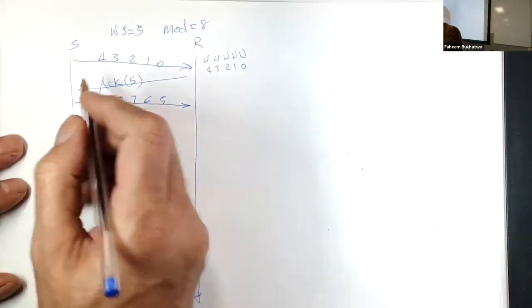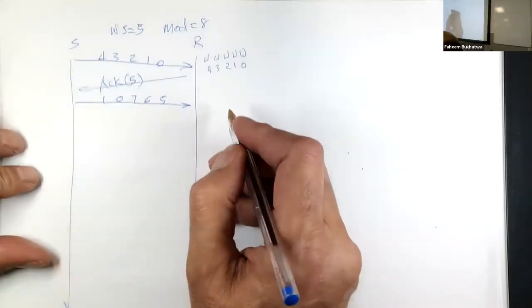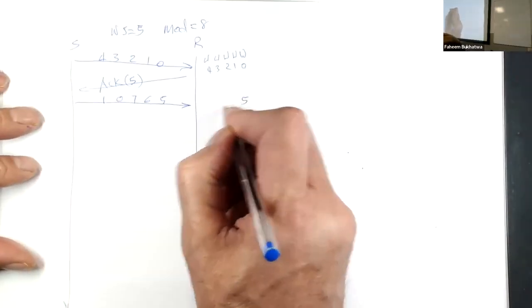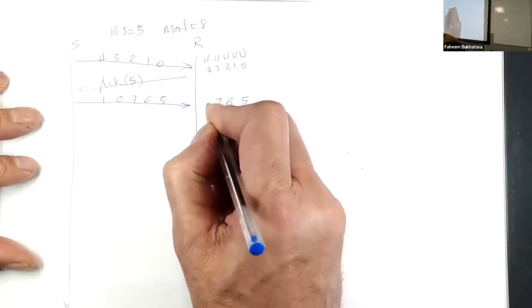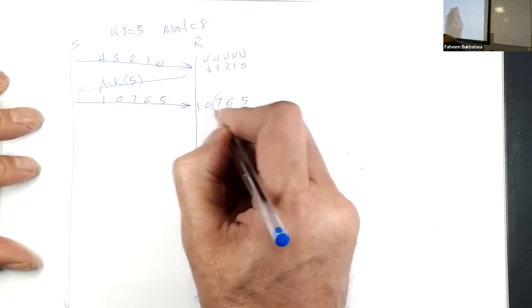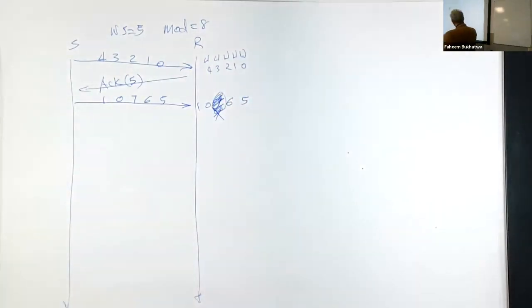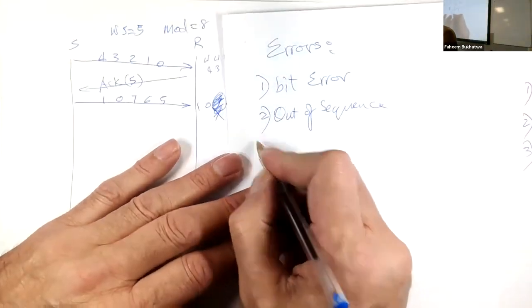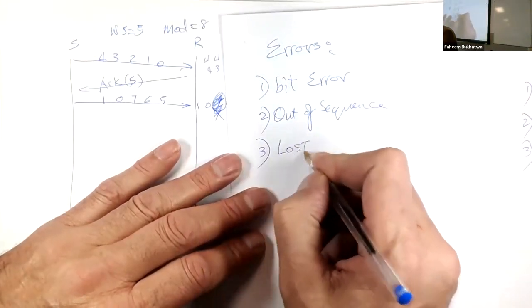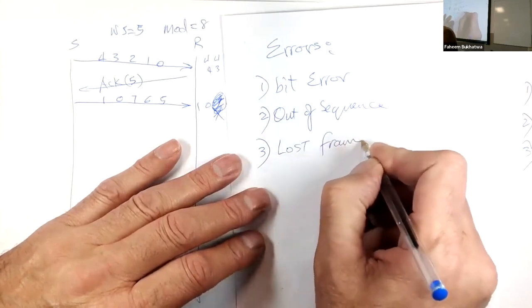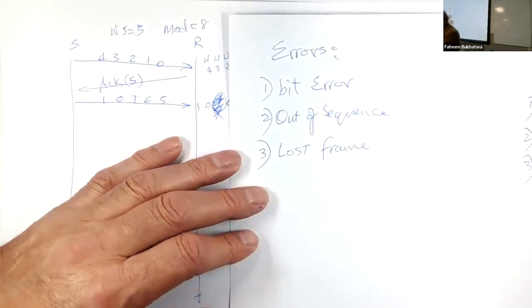Now, imagine if we got 5, 6, 7, 0, and 1, and there's something wrong with number 7. Or, not wrong, we never got it. We never got number 7. We got 5, 6, 0, and 1. We call this kind of error a lost frame. So sometimes we lose a frame completely.